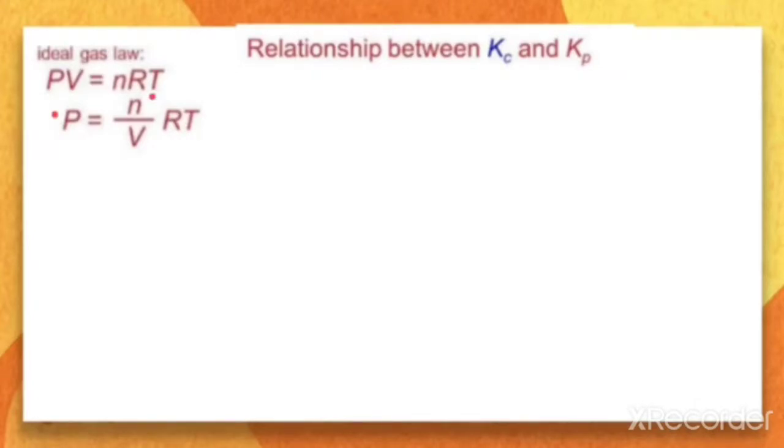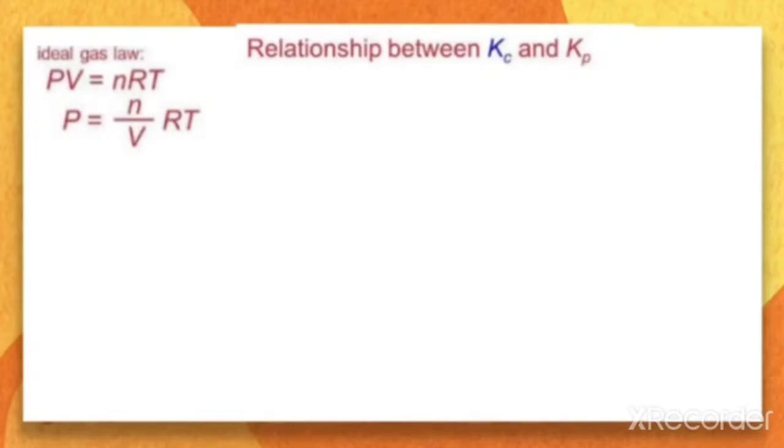Now let us derive a relationship between Kc and Kp, where Kc is the equilibrium constant for a reaction in terms of concentration, and Kp is the equilibrium constant for that particular reaction in terms of partial pressure. We are familiar with the ideal gas equation, PV equals nRT. We can write the partial pressure as P equals n by V times RT.